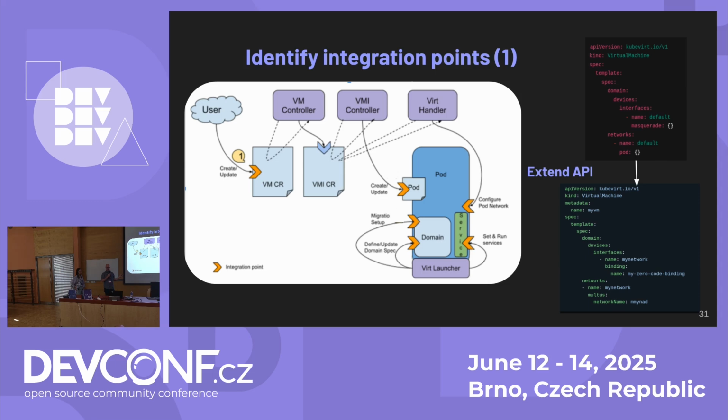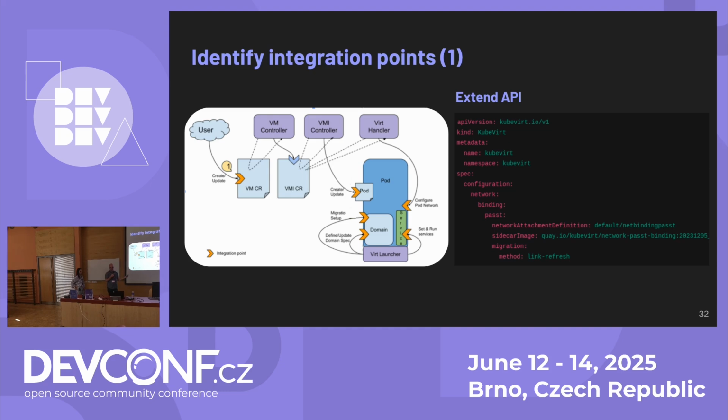I will not get into exactly how it looks, but more or less, before we had an enum of optional bindings, which you need to choose from. Now it is different. You will just reference a name, and that name needs to be registered at the cluster level. That's the idea. An admin registers the plugins, and in the VM, wherever you want to use it, you reference it. This is how the registration looks.